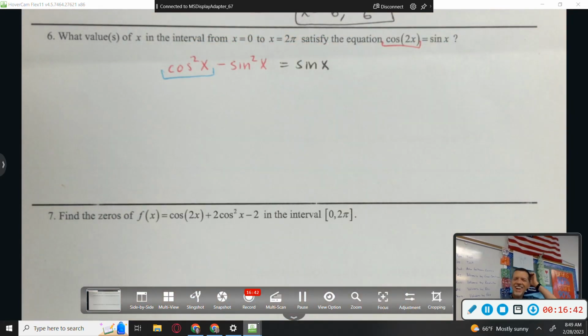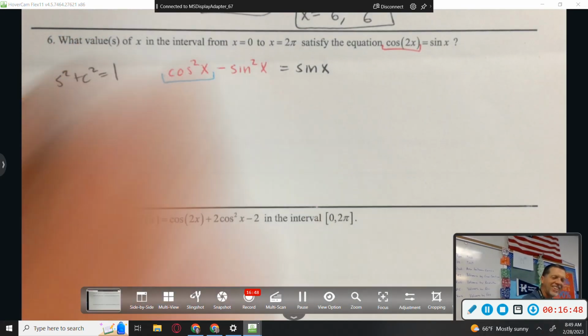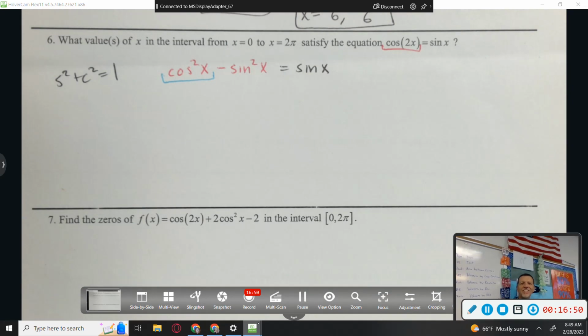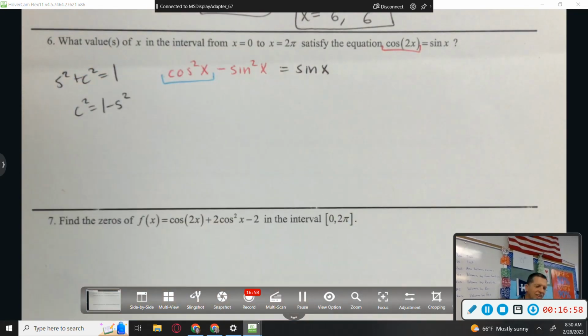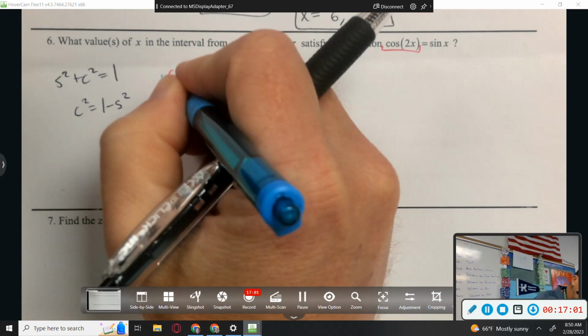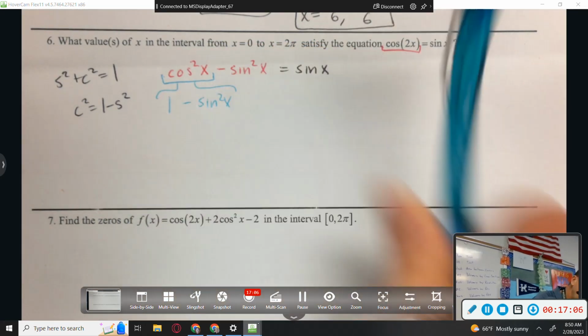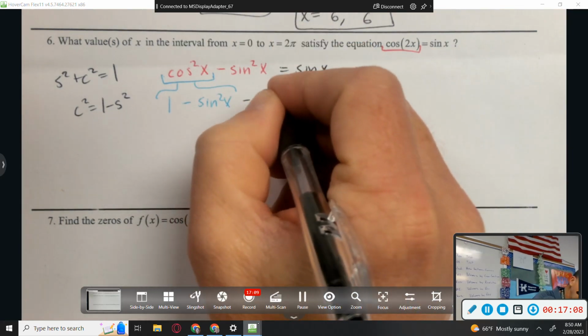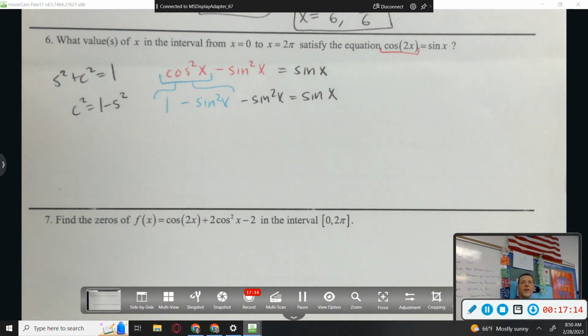There is a, yes, related to that one, but we don't have to get to that one. It's the easier one. Sorry, Marcus, you wanted to. So cosine squared is equal to 1 minus sine squared. So in place of cosine squared goes 1 minus sine squared, minus sine squared equals sine of x. Okay, so I had to do 2 substitutions. One to fix the 2x, and then one to fix the cosine squared.